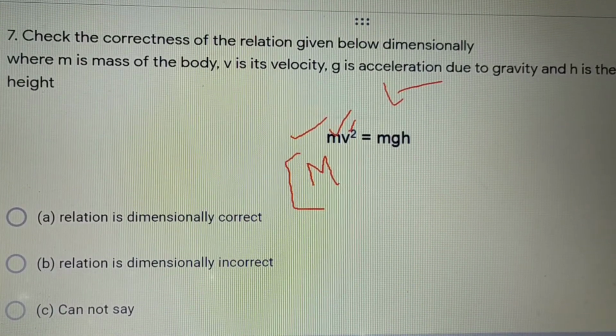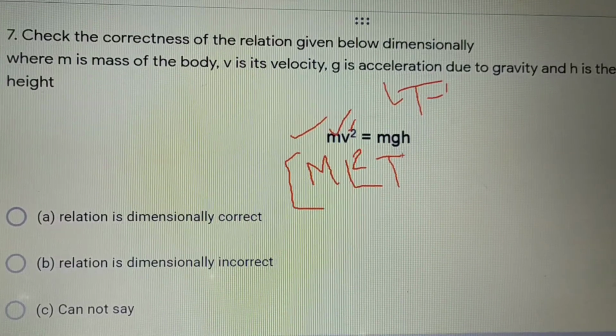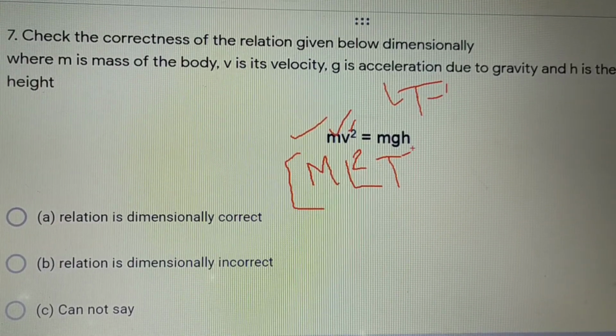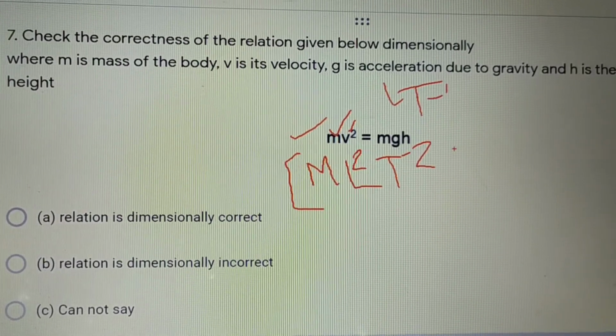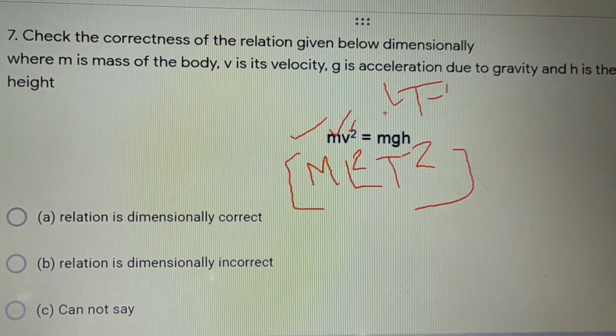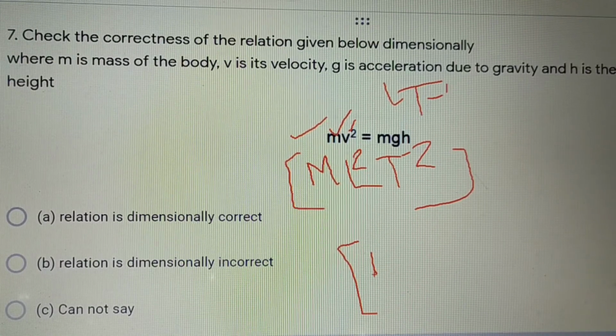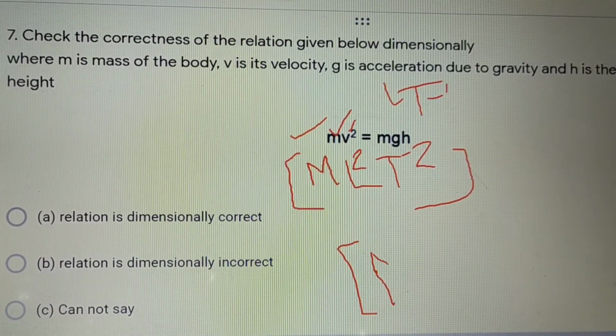We already know the dimension for velocity. Velocity is L t minus 1. But here we are given velocity square, so it will be L square, and for t we have minus 1, so t minus 2. These are the dimensions for the left hand side. Now the dimensions for the right hand side: m stands for mass, so we represent mass by capital M.